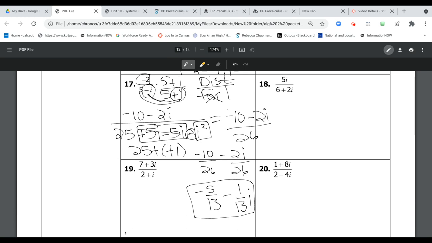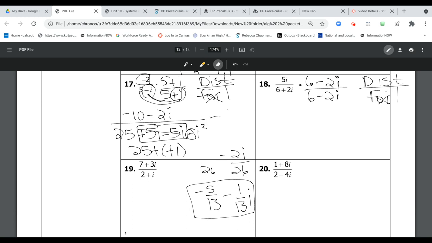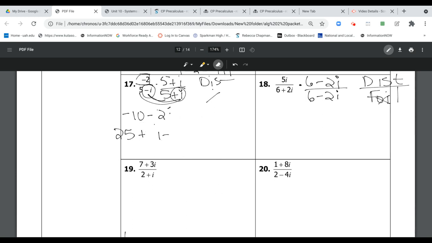So for number 18, we're going to multiply the top and the bottom by the conjugate of 6 plus 2i, and the conjugate of 6 plus 2i is 6 minus 2i. So we will distribute across the top, and you will always shortcut FOIL the bottom if you are multiplying by conjugates. So I'm going to erase this because obviously I need more space than I have provided myself.